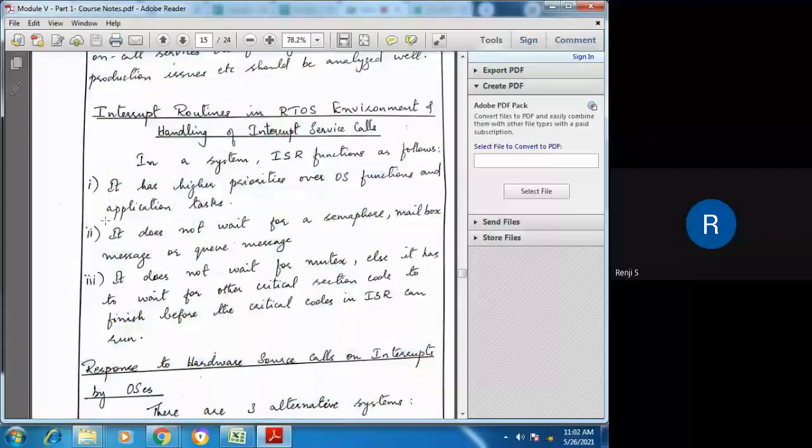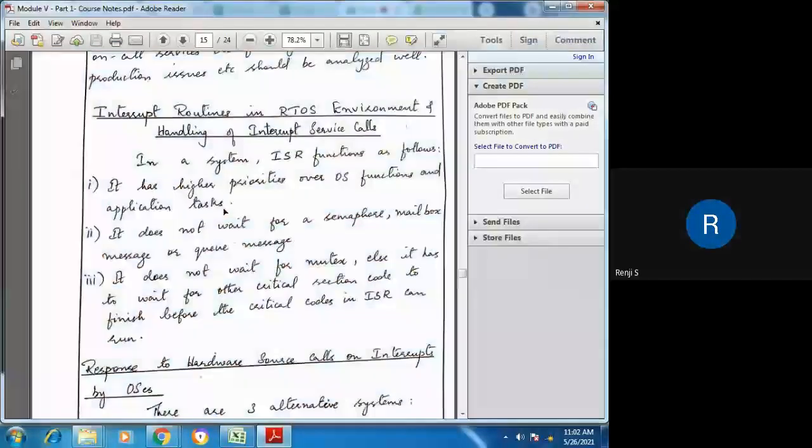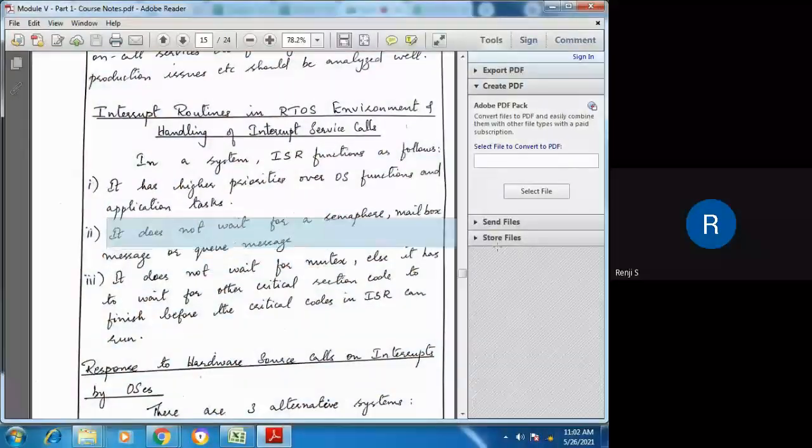The second point is that it does not wait for any semaphore, mailbox message or queue messages. If the processor is currently waiting for a semaphore or a mailbox, this interrupt doesn't wait for any of these, because it is of the highest priority, and so it will not wait for any semaphore, mailbox message or queue messages.